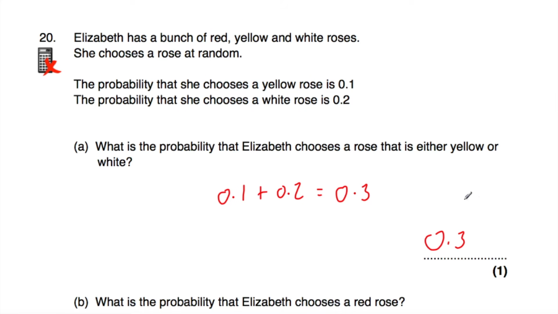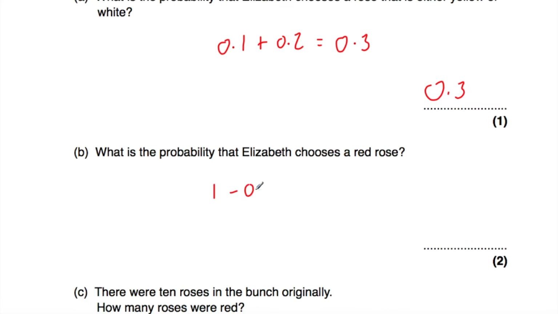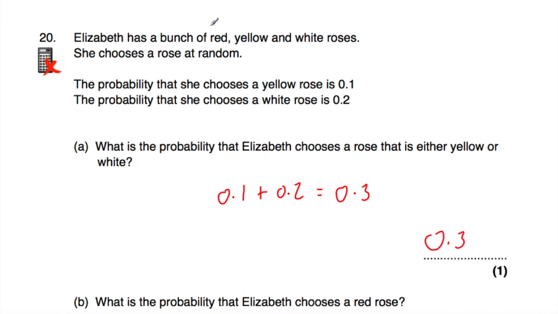So if we do 1 take away 0.3, that's going to be equal to 0.7. So 1 take away 0.3 will be equal to 0.7. And that's it. So the probability that Elizabeth chooses a red rose is 0.7. And we can check that. The probability that she chooses a red rose is 0.7, a yellow rose is 0.1, and a white rose is 0.2. And if you add those probabilities together, you get 1.